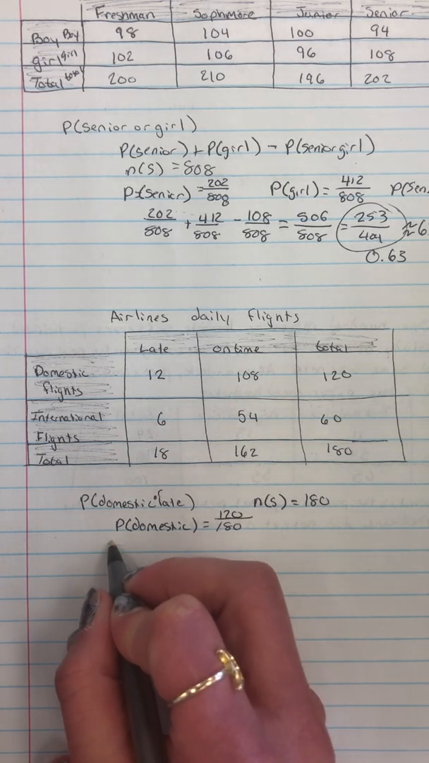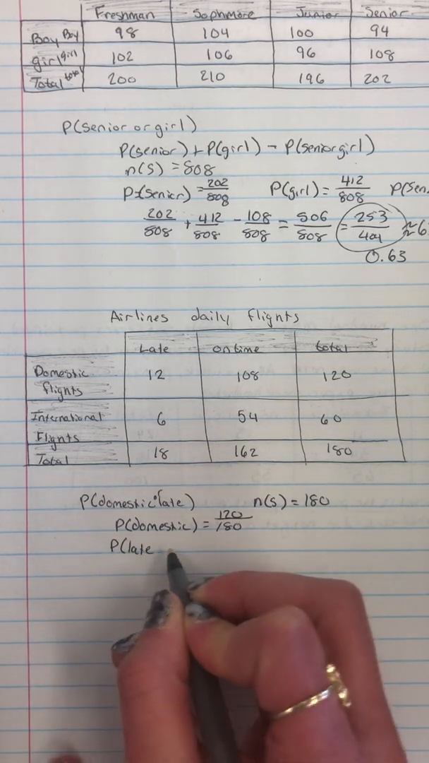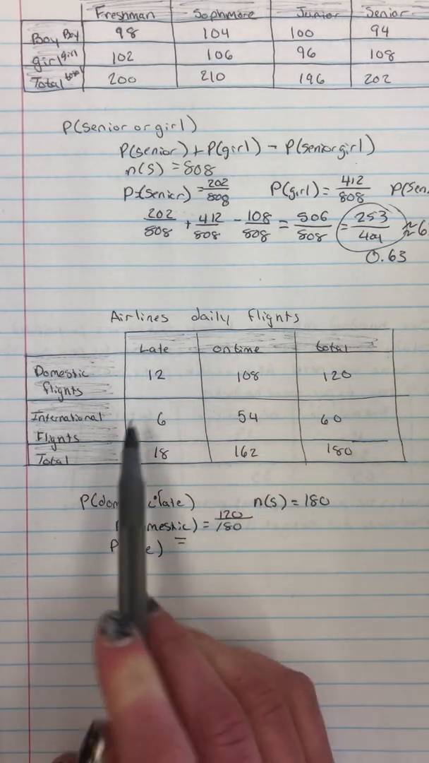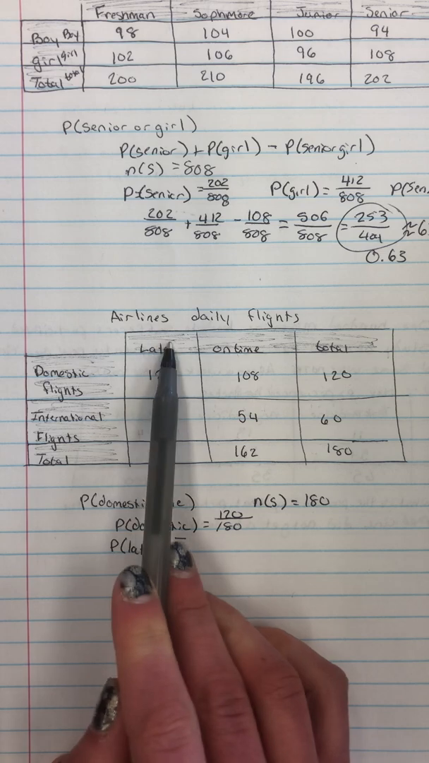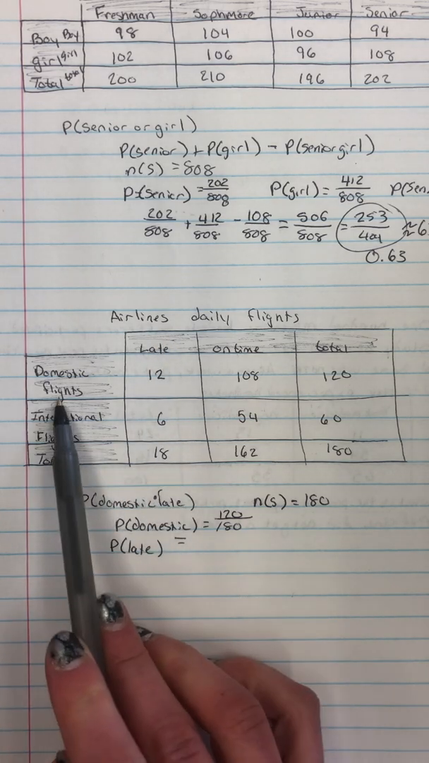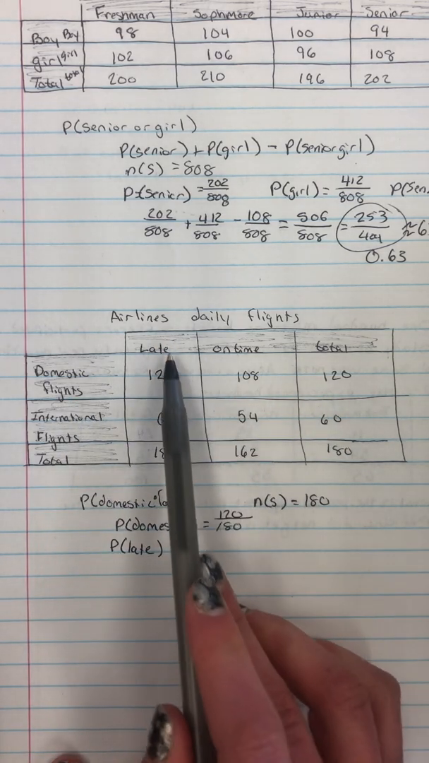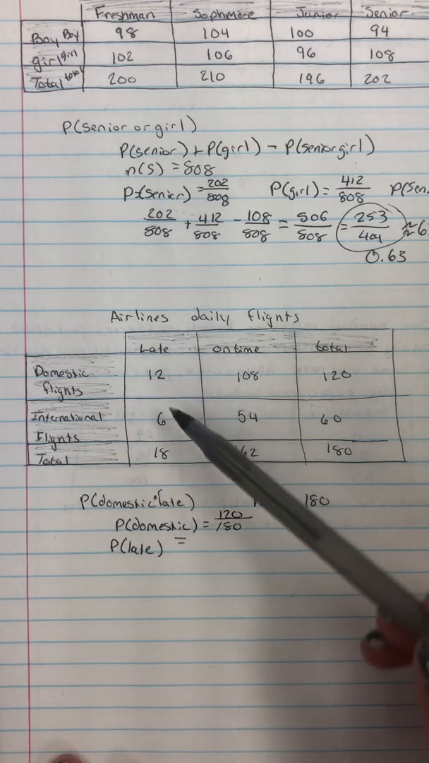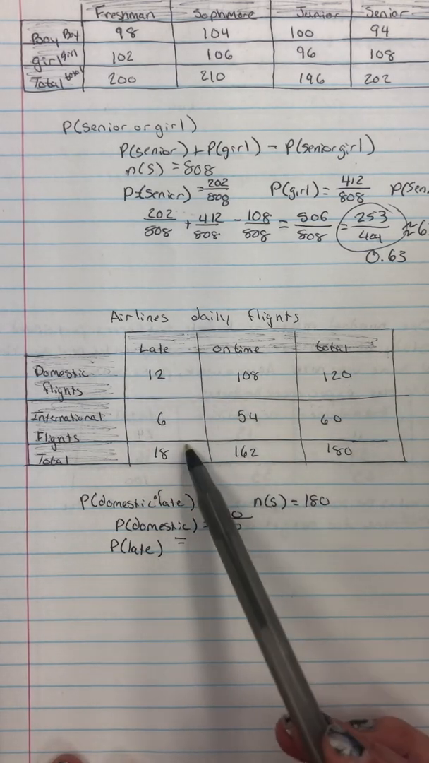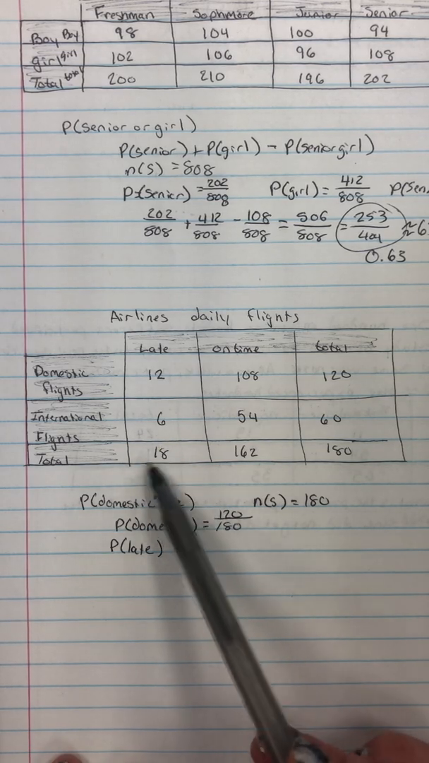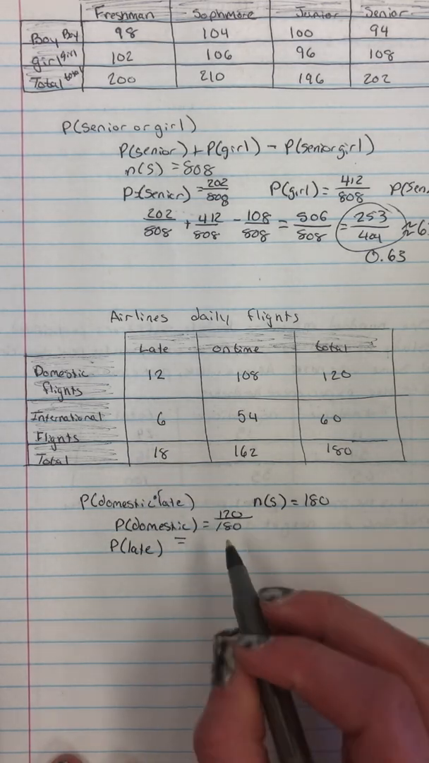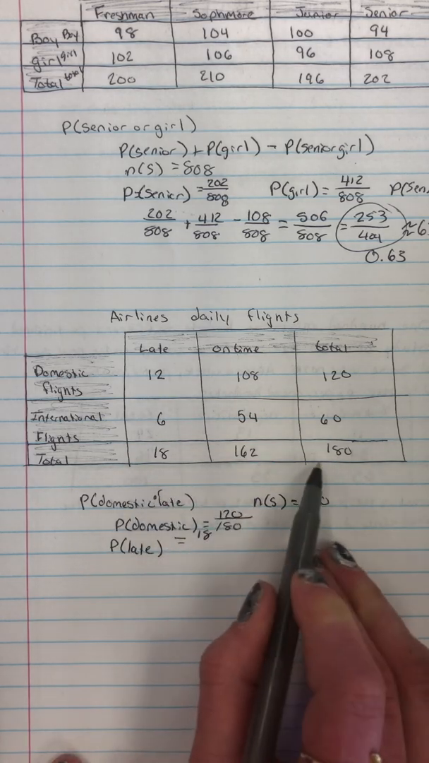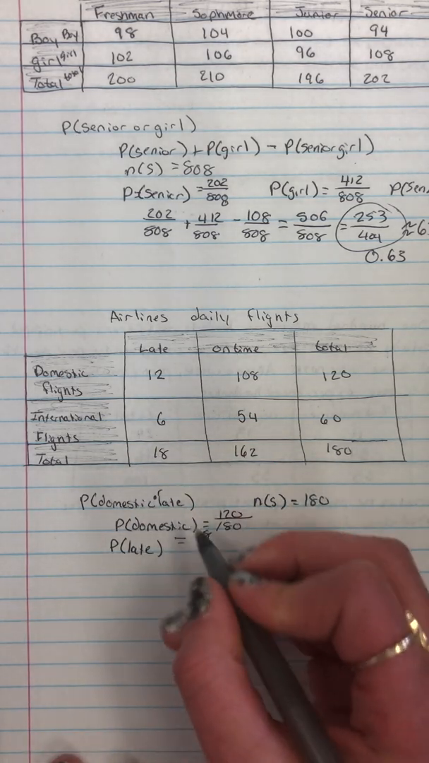Then let's look at late flights, the probability of having a late flight. The way late is set up is straight down. Domestic was left to right; late is up and down. So this is how many domestic flights are late, this is how many international flights are late, and this is the total number of late flights. So the total number of late flights is 18. We're going to set that over the total number of flights, which is 180.